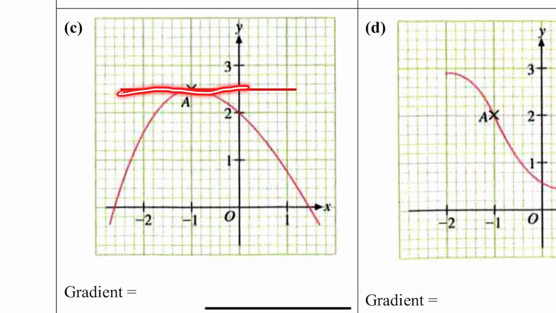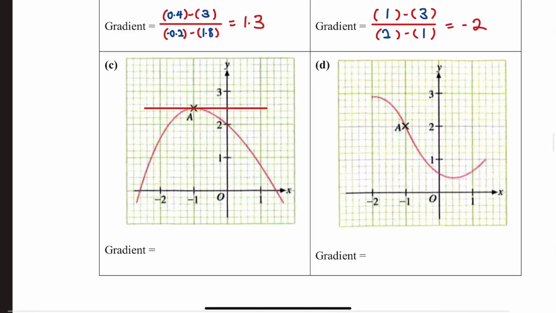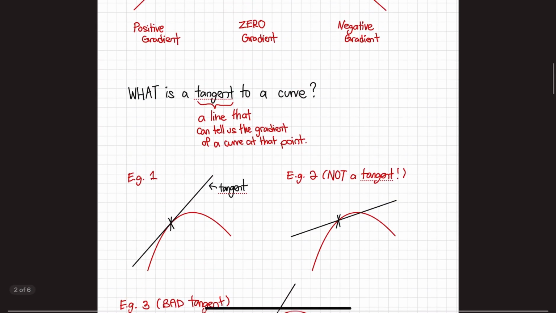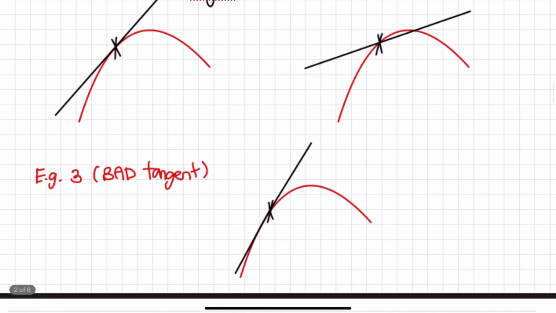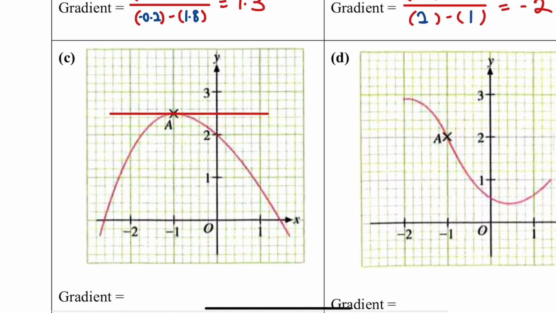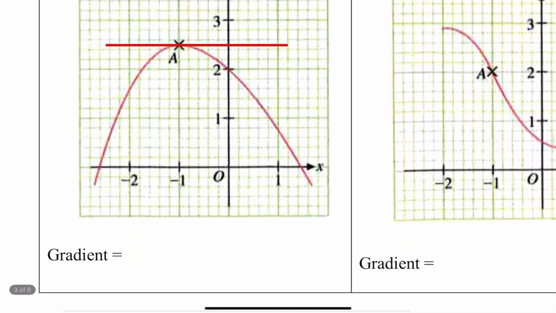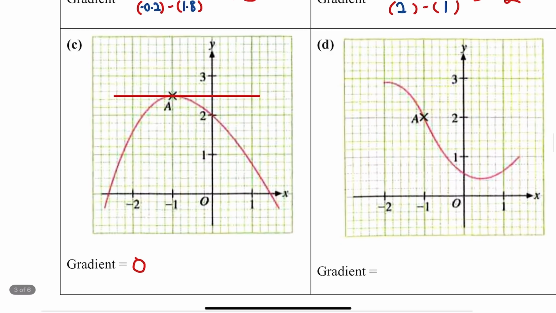This is a horizontal line. We know that for any horizontal line, we go back again, recap. Any horizontal line, gradient is 0. So I don't need to calculate this. I know straight away from here, if this is a horizontal line, the gradient is straight away 0. Okay? So this is for part C. Okay, this is a horizontal line, gradient is 0.